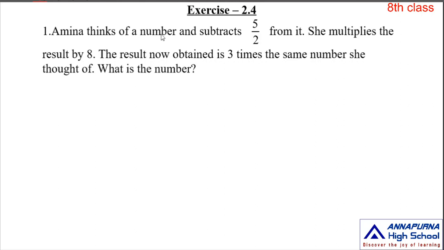Amina thinks of a number. That means she thinks one number and subtracts 5 by 2 from it. So she subtracts 5 by 2 from a number, and she multiplies the result by 8. The result now obtained is 3 times the same number. In the beginning, what she thinks? The 3 times of that number is the result when she multiplied that difference by 8. So what is the number? At the end of the question you find that number.